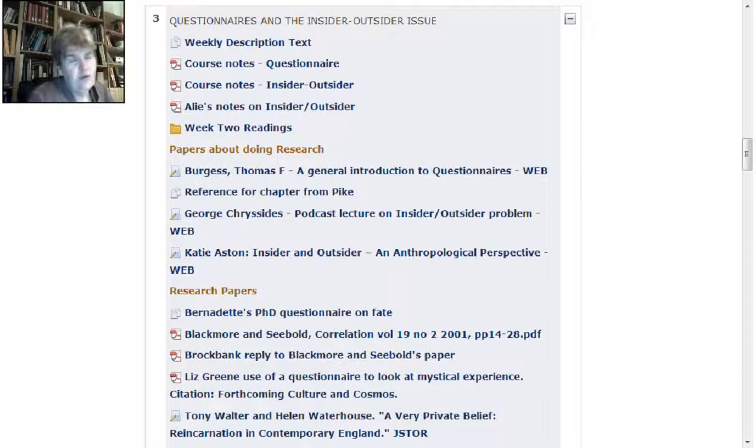We're looking at week 2 for the research module for the MA in Cultural Astronomy and Astrology at Trinity St David's, Lampeter, or the University of Wales, I should say. And this is actually covered with topic 3 on the Moodle page. And topic 3 is the questionnaires as well as insider outsiders. So there's two big subjects that we cover in this particular week.